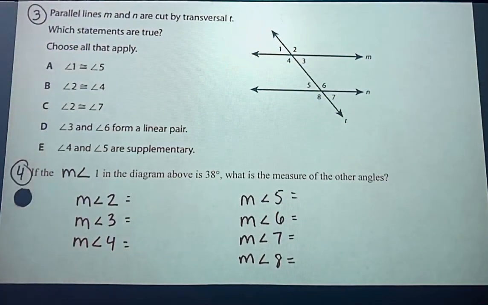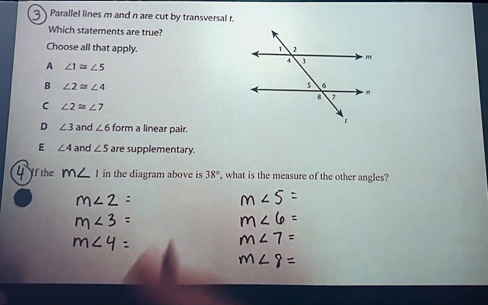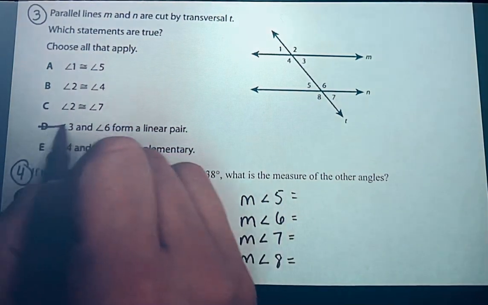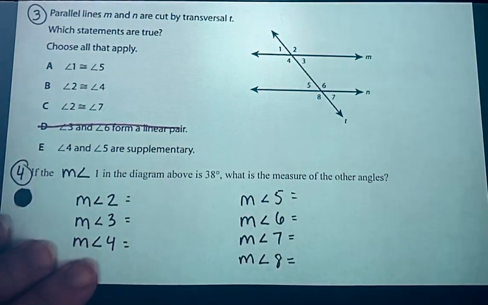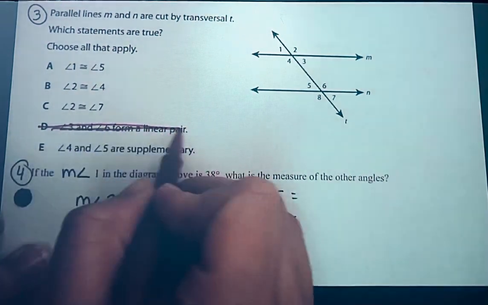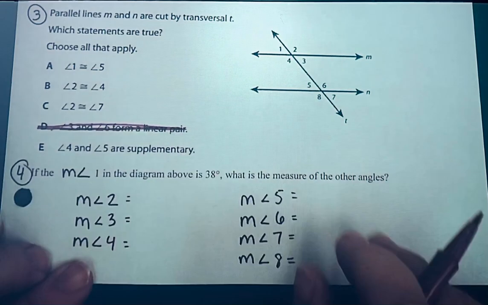All right, number 3. Number 3 and 4 are similar. They're two problems that are associated with one another. I told you in class to scratch out answer choice D. We don't need to know linear pair as a vocabulary word, so we're not going to worry about that answer choice. That's not a true statement anyway.